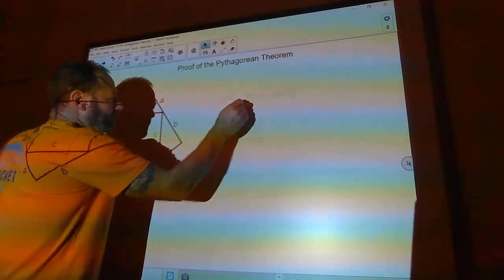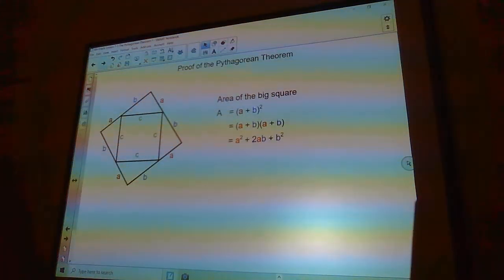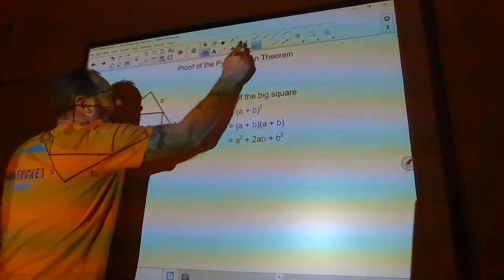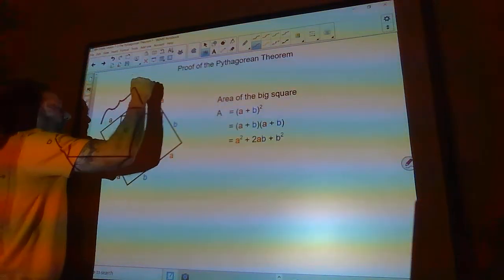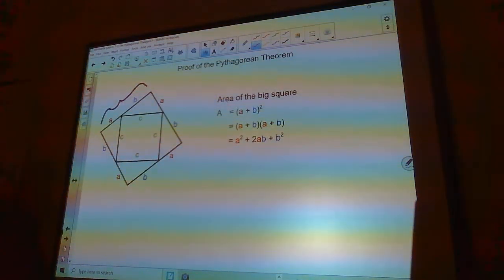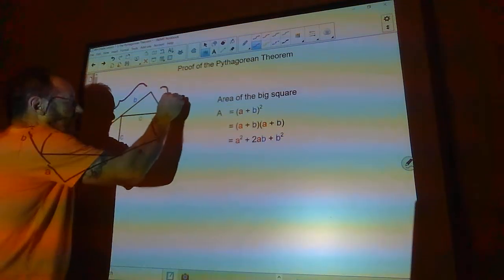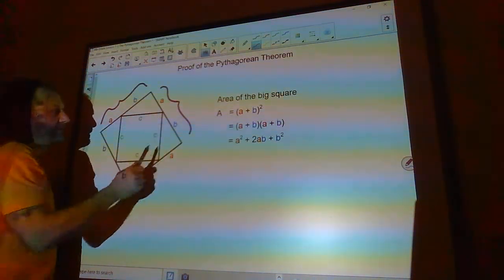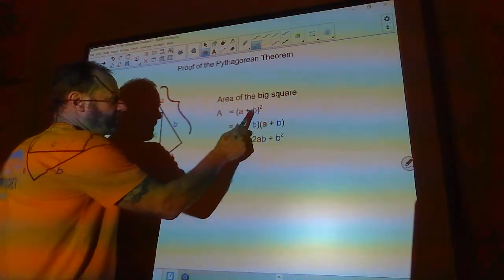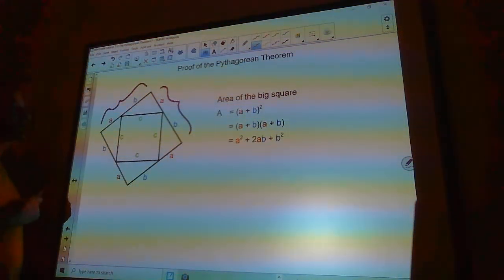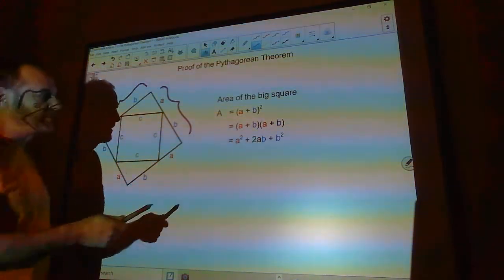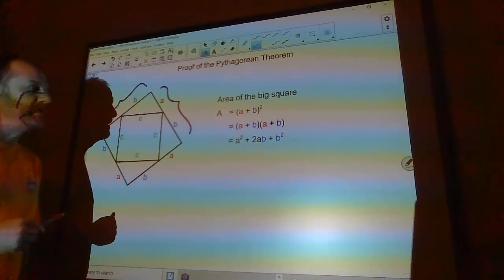Well, first thing we're going to do is figure out the area of the big square. This side of the square right here has a length of a plus b, and so does this side over here. Since the area of a square is the base times the height, we're going to take a plus b and square that. So it's a plus b times a plus b. Now if I work this out, that's a squared plus 2ab plus b squared.